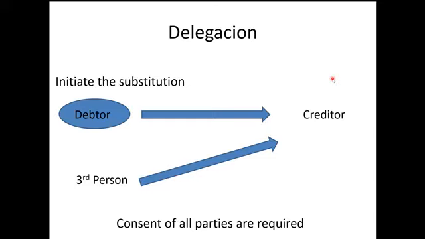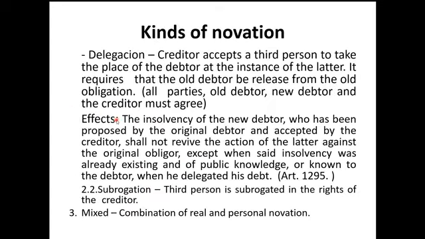Kasi ang reason dito para ma-avoid yung possible commission of fraud. Kasi pwedeng magkaroon ng connivance between the debtor and third person. Kaya nga pag binasa mo yung batas doon sa Article 1295, sabi dyan, the insolvency of the new debtor who has been proposed by original debtor and accepted by creditor shall not revive, o diba, not revive the action of the latter against the original obligor, except when said insolvency was already existing and of public knowledge, or known to the debtor when he delegated his debts.